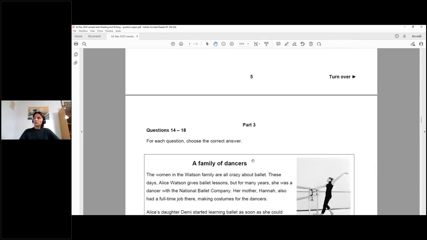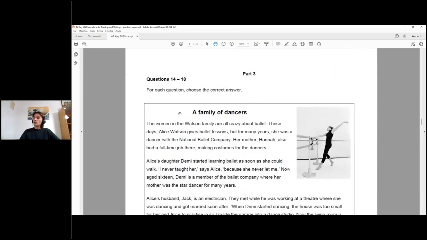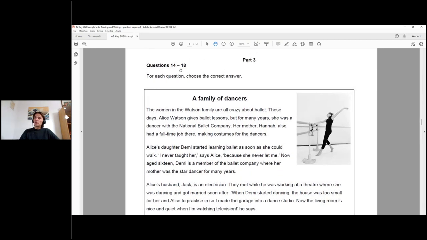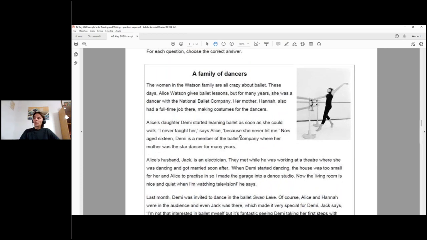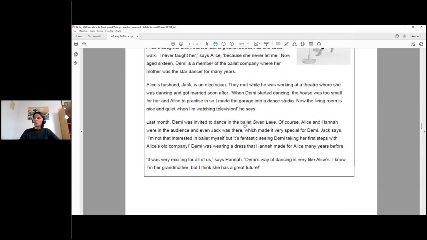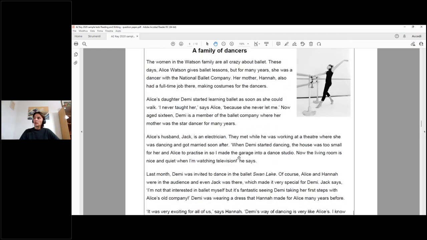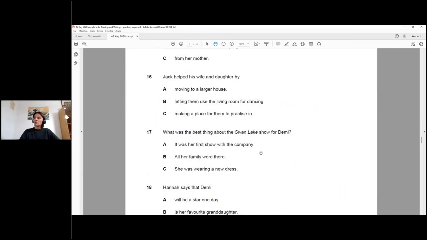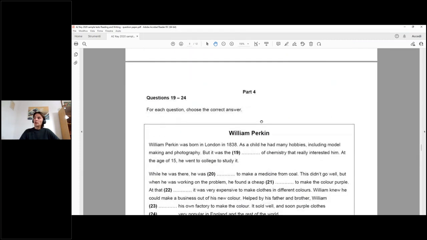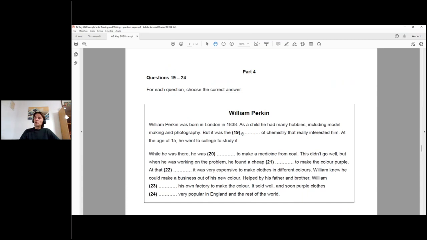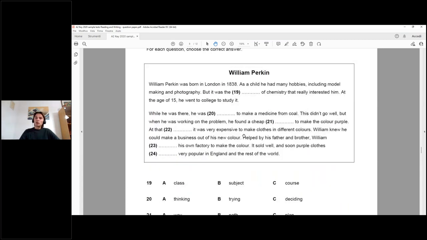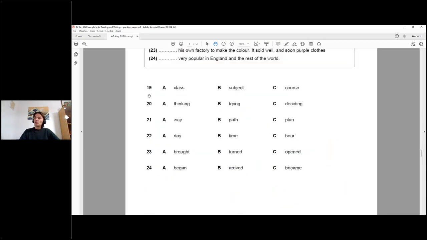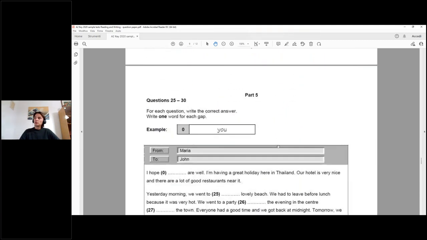Young blog writers. Part 3 of your exam. For each question, choose the correct answer. Questions 14 to 18. Family of dancers. So this was an interesting article to read, I'm sure. Right, these were the questions to answer. Part 4, for each question, choose the correct answer. So you have to do a little bit more reading, right? A, B, or C, questions 19 to 24.